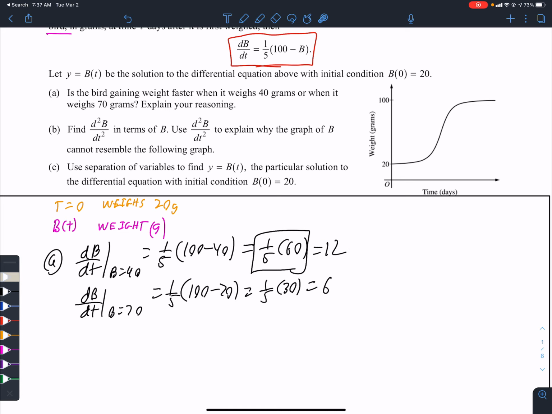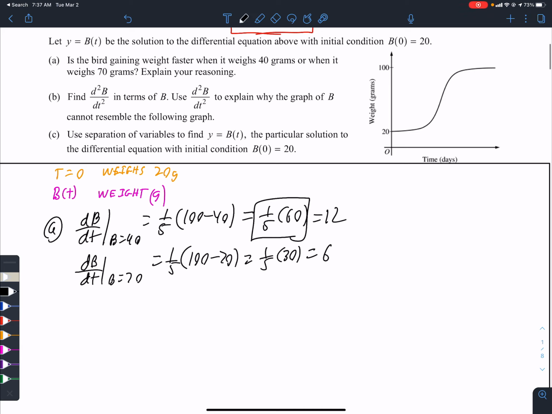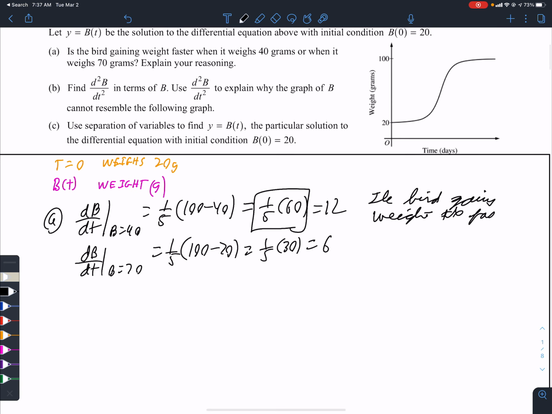So clearly, when is the bird gaining weight the fastest? The bird gains weight the fastest, or faster, because we're comparing 2 days, faster when it weighs 40 grams.